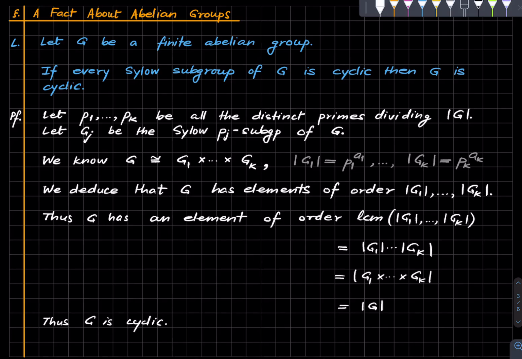So that proves it. If every Sylow subgroup is cyclic, then G is cyclic. The converse is trivially true, because if G is cyclic, then every subgroup of G is cyclic, and hence in particular every Sylow subgroup is cyclic. So this direction was the only interesting direction. All right.